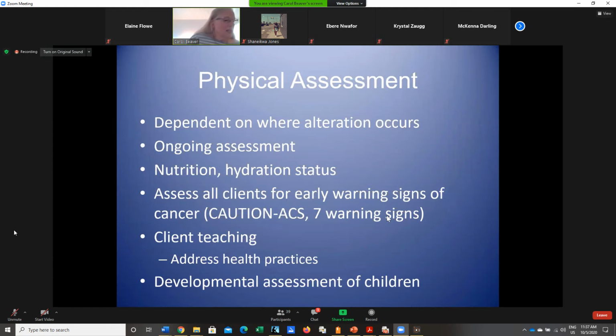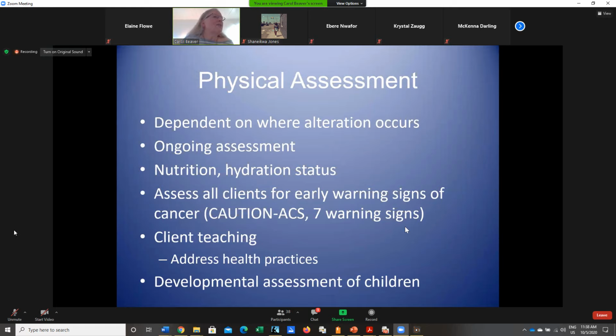All right, so our physical assessment is dependent on where that alteration occurs, and you continue to assess, of course. So you're going to assess all the time. You're going to look for the nutrition and hydration status and assess the clients for the early warning signs of cancer. And I've got that on your notes page, the change in bowel or bladder habits. And it's the 7 warning signs.